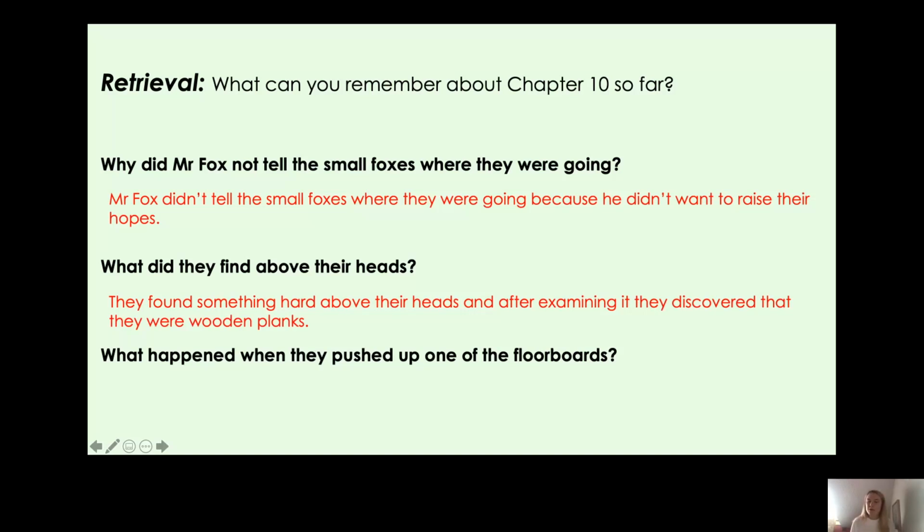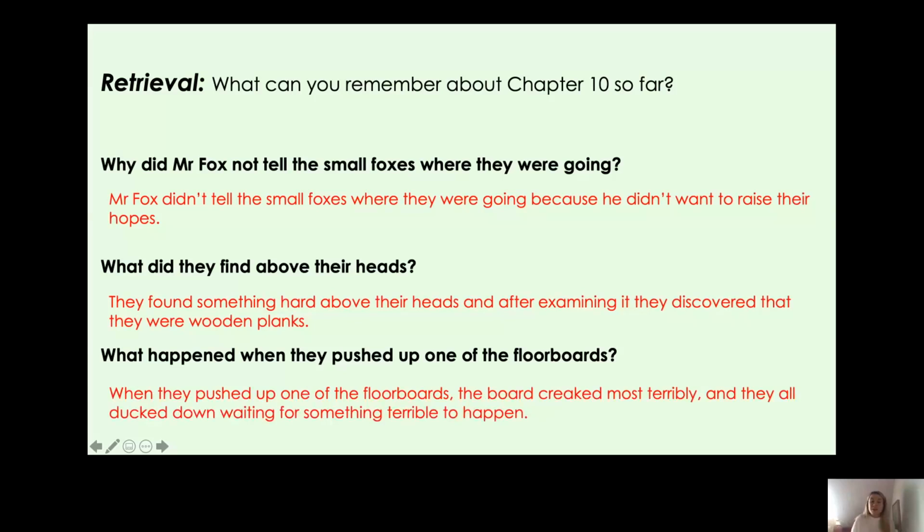Now, what happened when they pushed up one of the floorboards? Okay, so Mr. Fox pushed it up, and what happened straight away? Well, yes, when they pushed up one of the floorboards, the board creaked most terribly, and they ducked down waiting for something terrible to happen because they thought somebody might catch them in the act. Okay, so well done if you got those answers right. That's fantastic. Now let's move on to our part of the chapter for today.